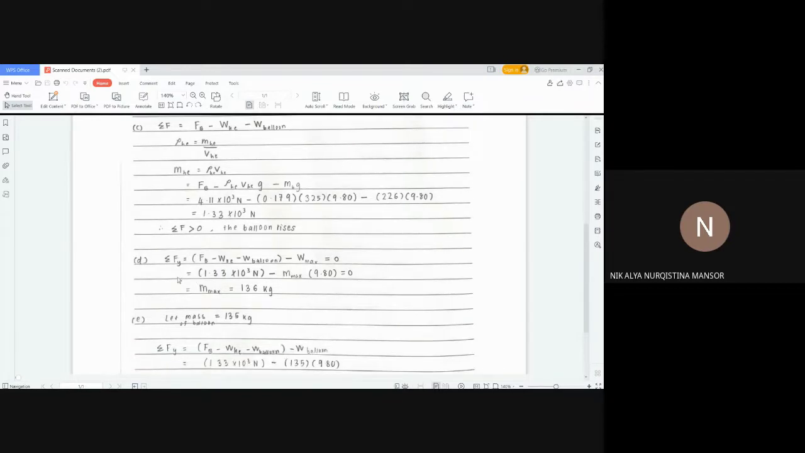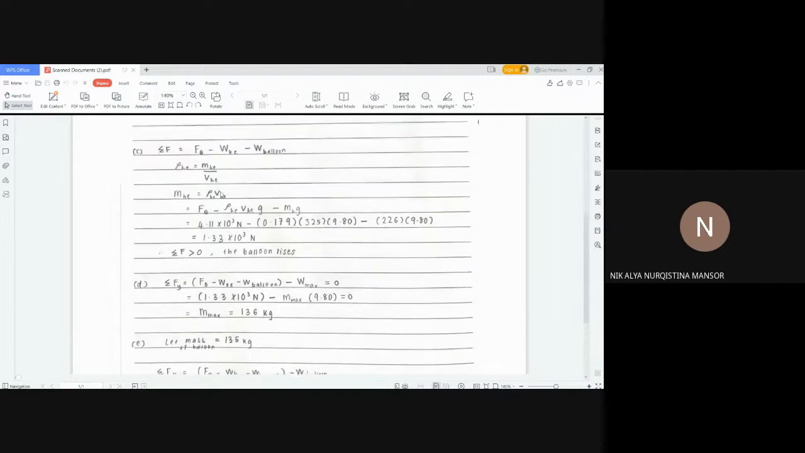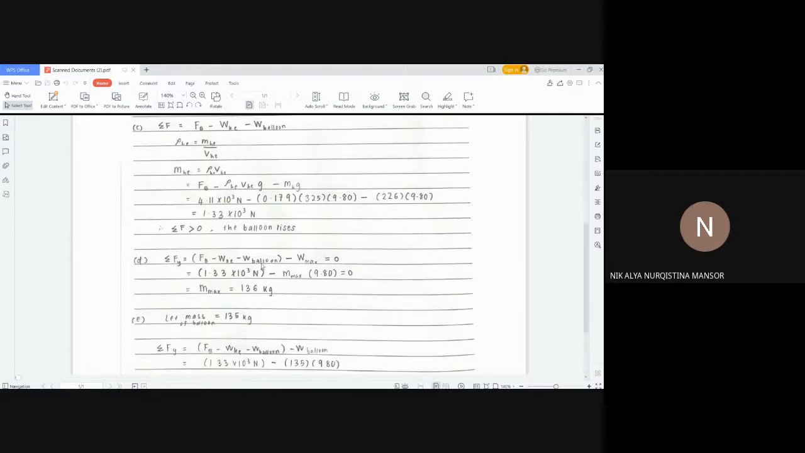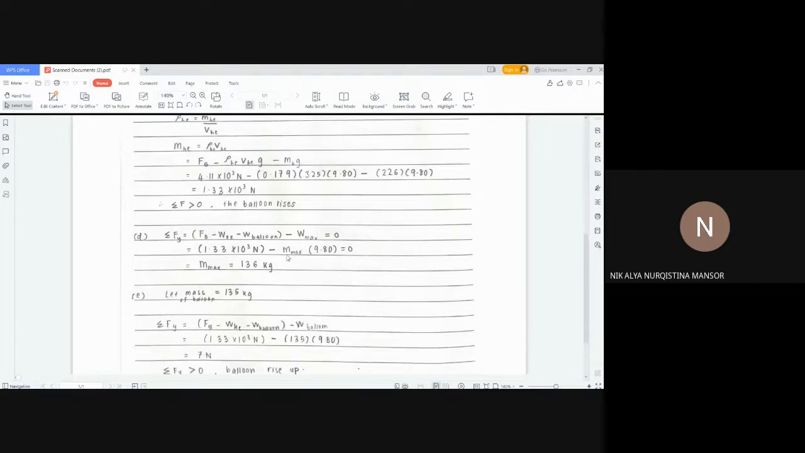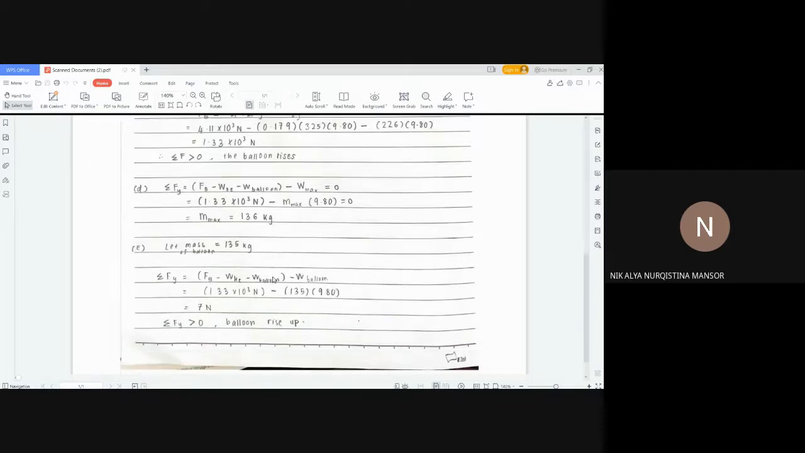Untuk D, maximum additional mass can the balloon support in equilibrium. Saya buat summation of F sama dengan dia kata additional mass, maksudnya ada additional downward force iaitu mg. Saya guna yang tadi, summation of F buoyant minus weight of helium minus weight of balloon, minuskan dengan satu lagi mg untuk kita cari mass maksimum dia. So dapat jawapan 136 kg.